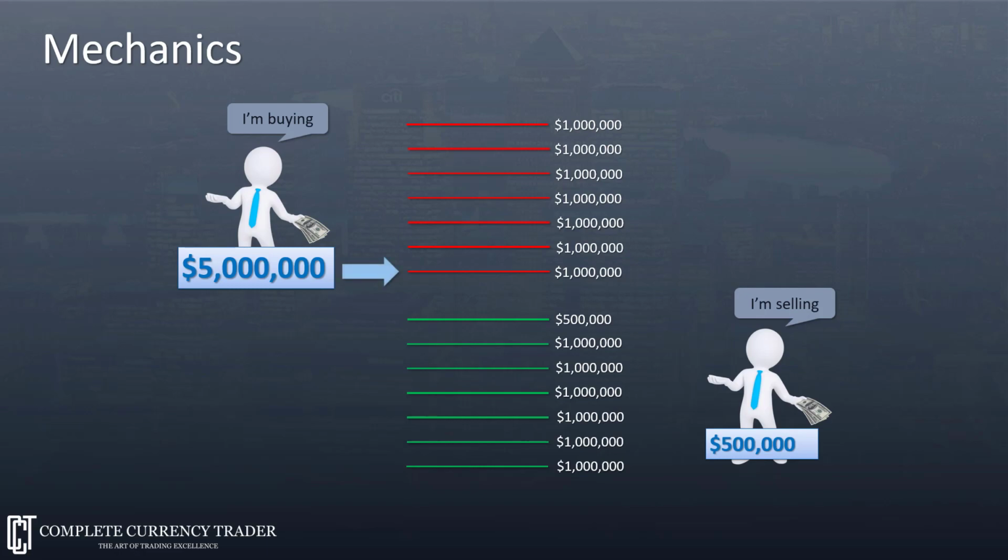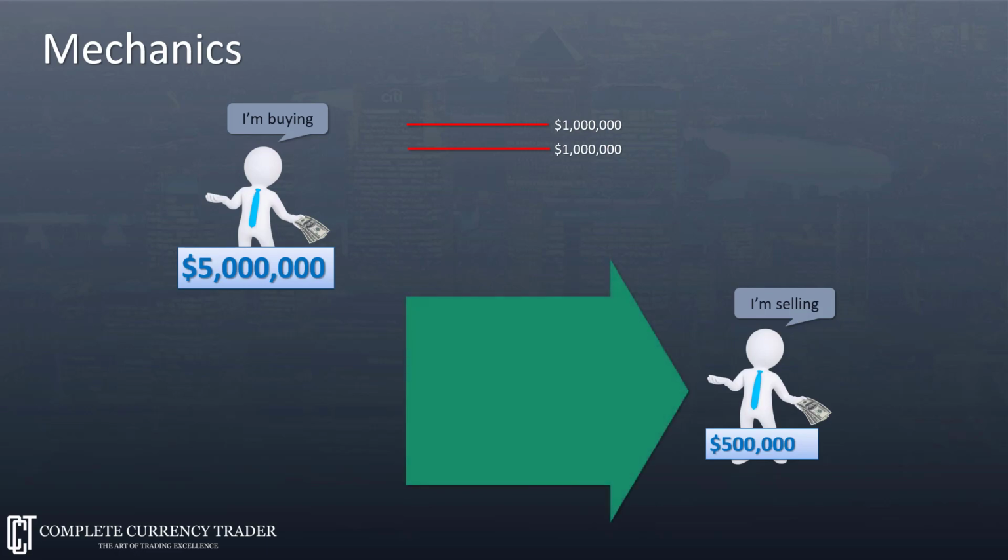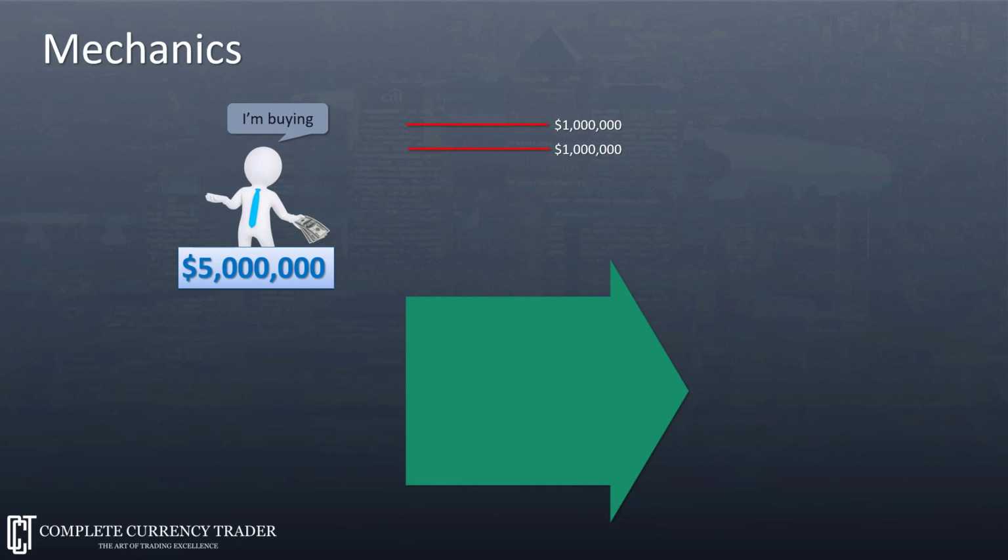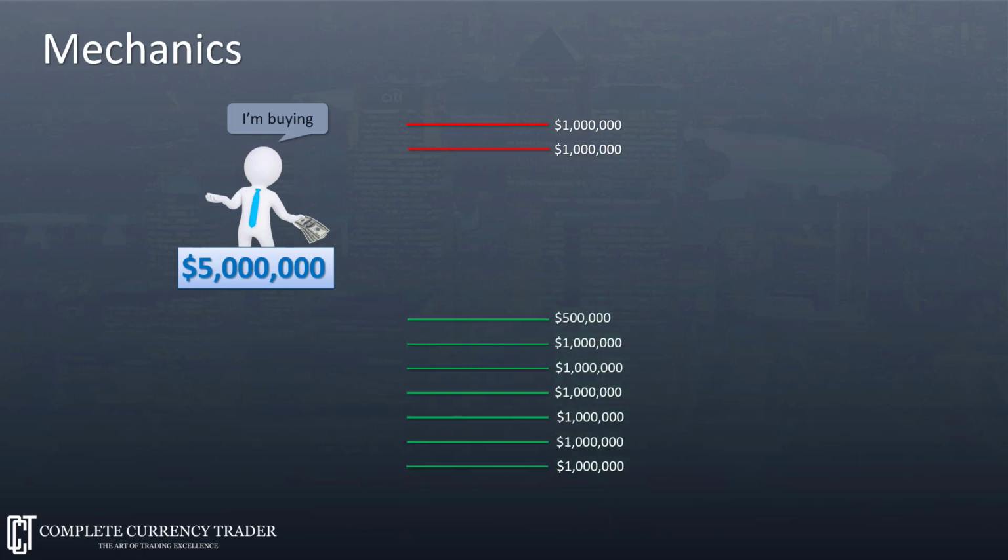Demand exceeds supply. So it takes the 1 million here, then the next million, and then the next, and so on, until the trader has bought the full 5 million that he wanted. So as you can see, the price has moved up, but not down. The liquidity on the bid side was greater than the demand from that customer. So the customer's order was simply absorbed by the liquidity and the price didn't move.